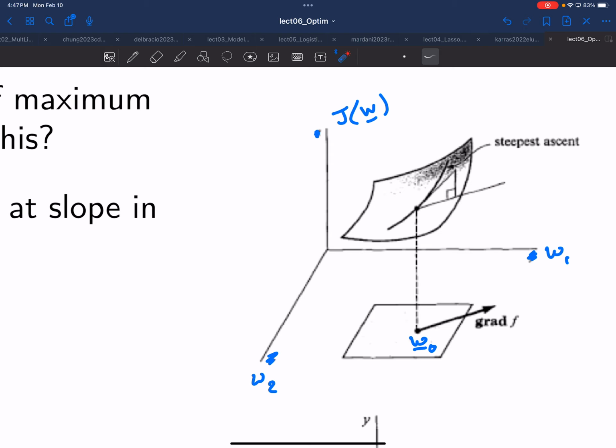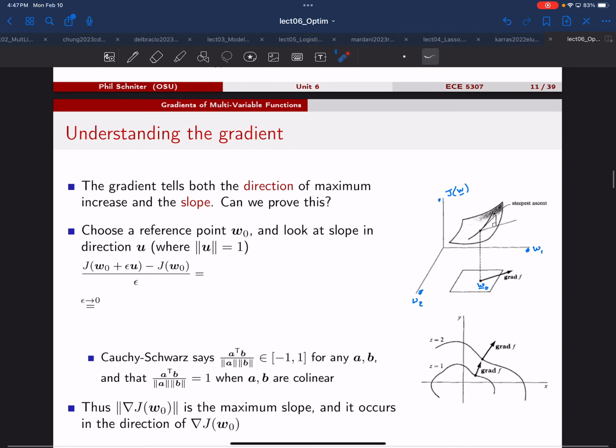And so we might want to know, first of all, how do we know that the gradient is actually pointing us in the steepest direction? And how do we know what the slope is? How does that slope relate to the gradient? That's what we want to derive for now. So we're going to look at a simple notion of what the gradient is. It's actually called the directional derivative.